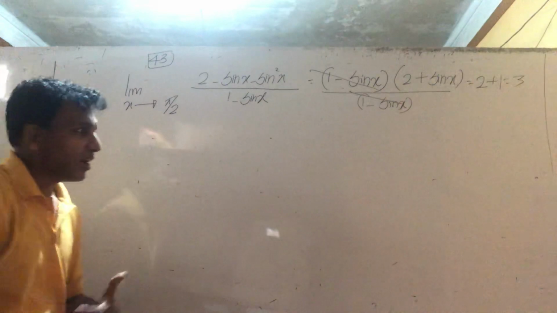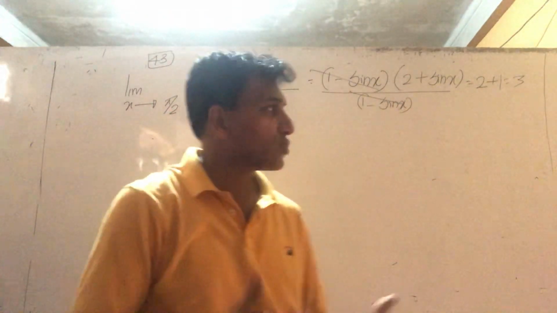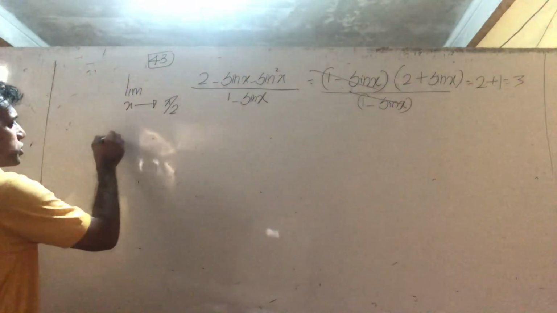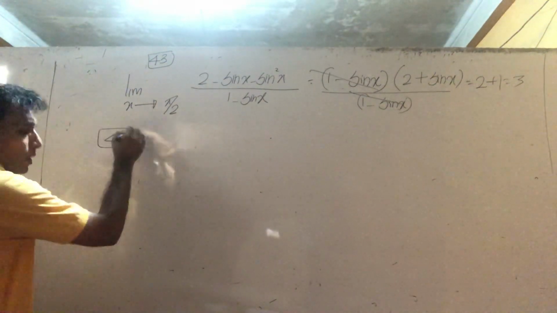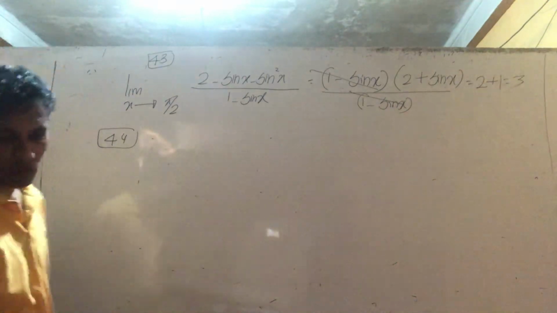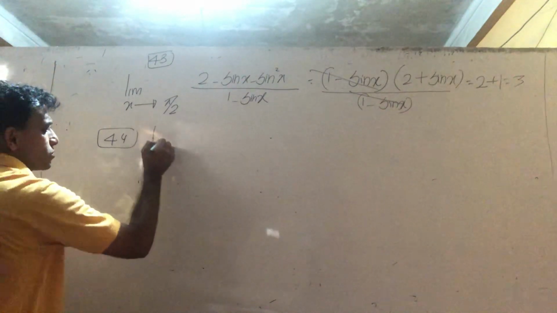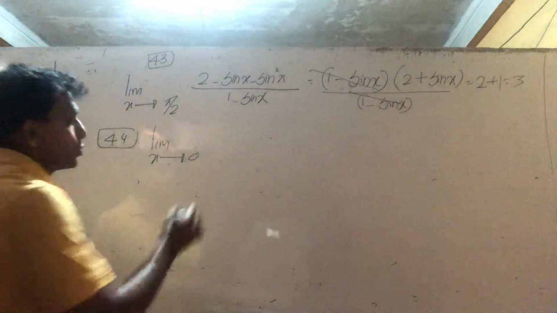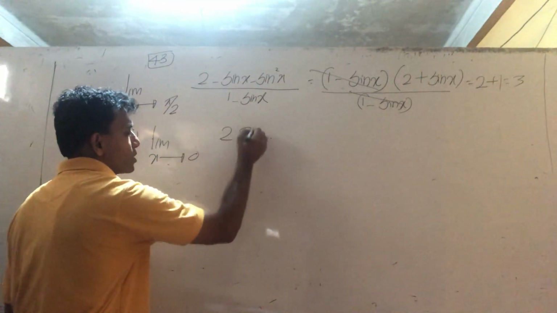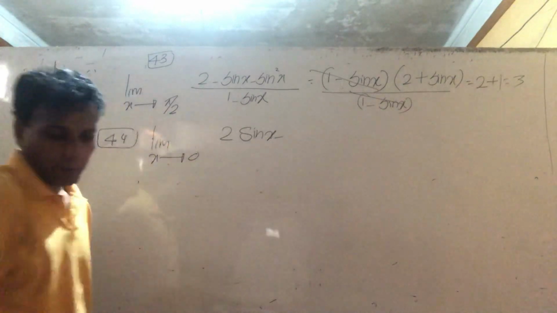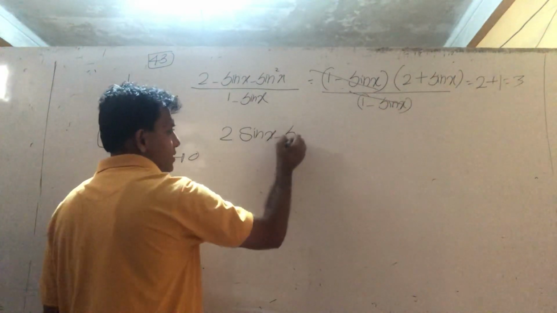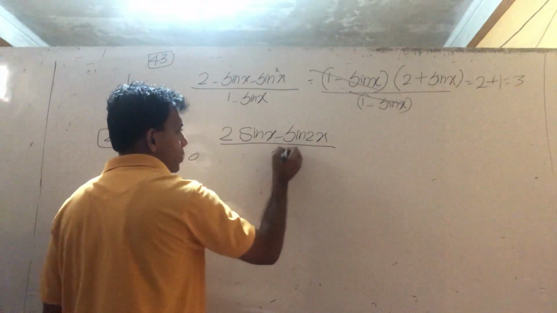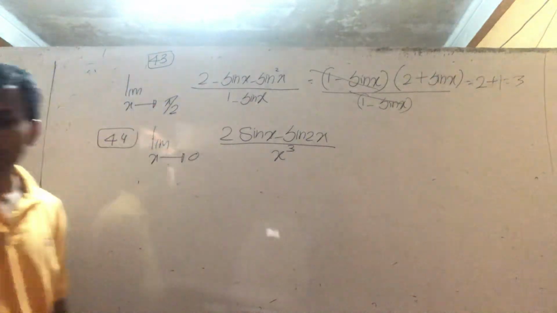So if you want to work many hard long questions, short problems, then first be familiar with the idea of approaching a limit. So question 44, next problem 44: limit as x approaches 0 of (2 sin x minus sin 2x) over x³. Another trigonometric part.